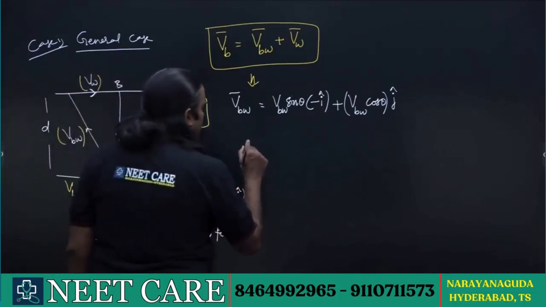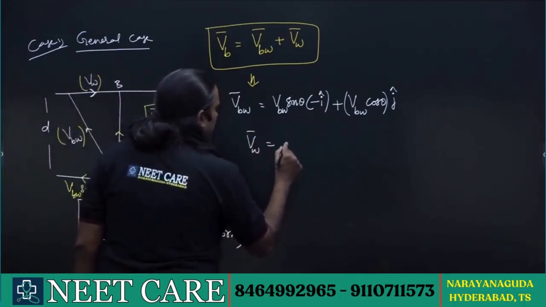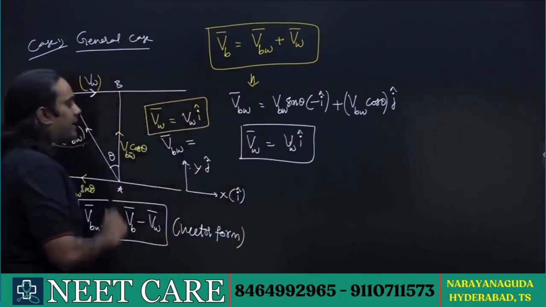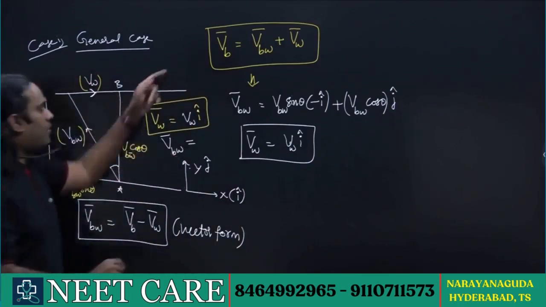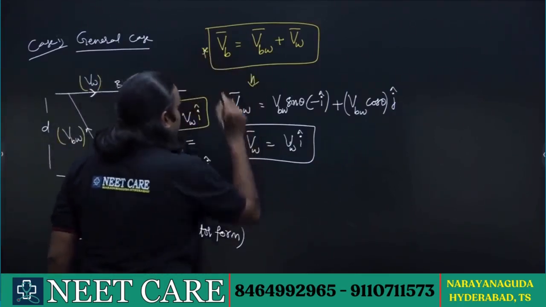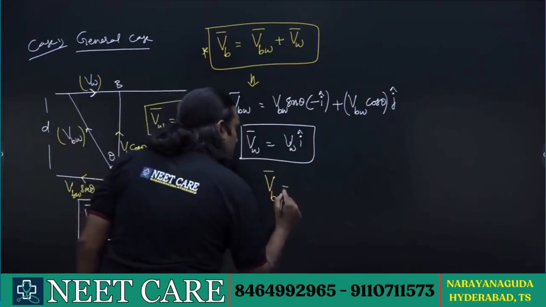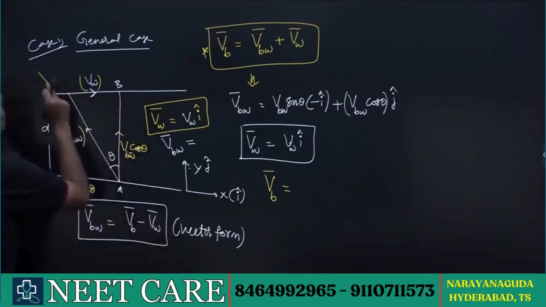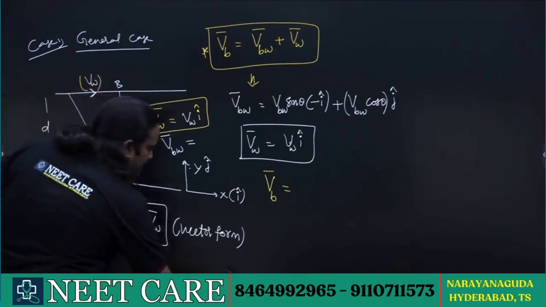Now here you can write velocity of water is equal to magnitude of velocity of water into I cap, because this is the flow of water. Now VB is equal to, right, this. If you want to find the absolute velocity of boat, or net velocity of boat with respect to ground, I'm just making use of entire vector analysis. This is a general case where the boat is moving in this direction, meaning the boatman, the driver of the boat, is all the time keeping the boat in this direction. Next, here water is flowing horizontally, which is a fixed value.